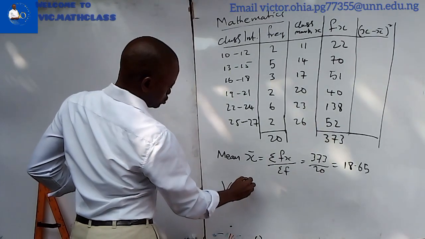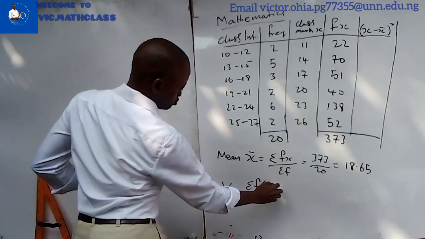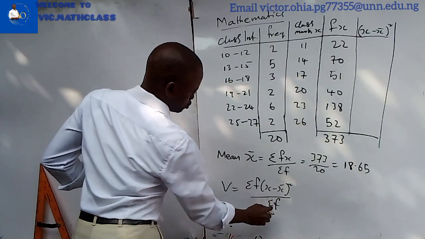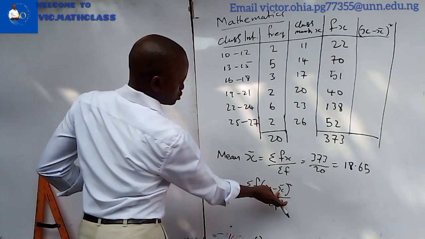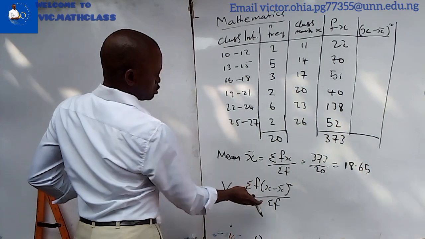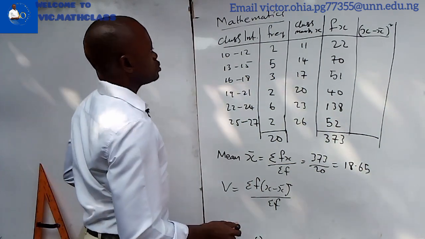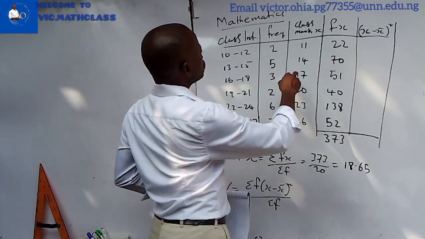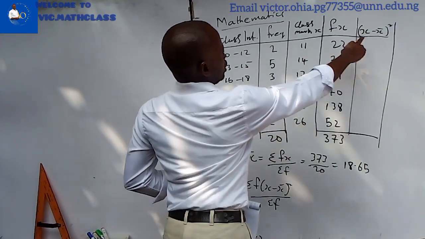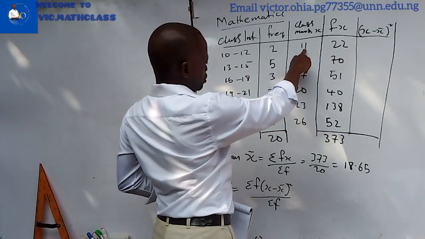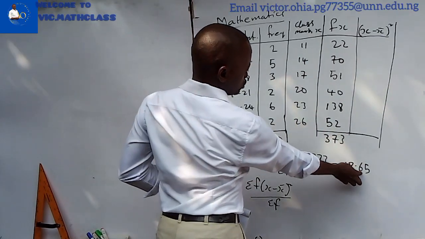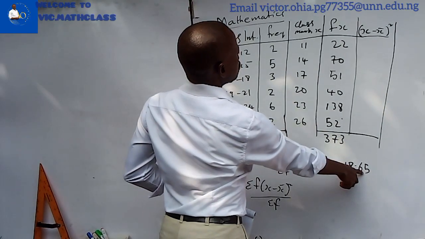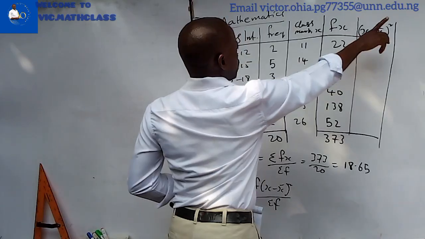V is given by summation f into x minus x bar squared all over summation f. So we pick this expression first, then we add frequency to it, and take the summation. So this x minus x bar squared first is simply, when you come to all the x's, you take this 11 minus x bar, which is 18.65. So 11 minus 18.65, whatever the result is, you square it.